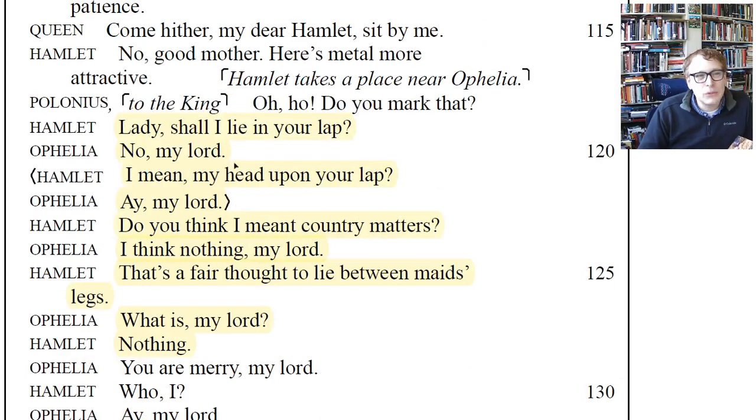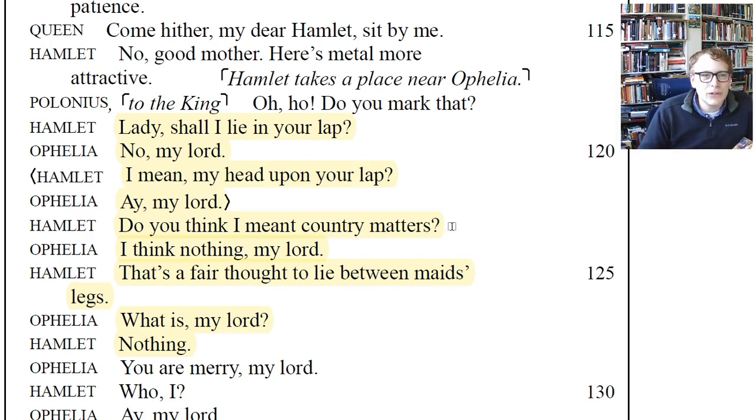So Hamlet's got some dirty lines in the play. I won't go through all of them, but we see them here, right? He walks up to Ophelia and says, "Lady, shall I lie in your lap?" "No, my lord." "I mean, my head upon your lap." "Aye, my lord." "Do you think I meant country matters?"